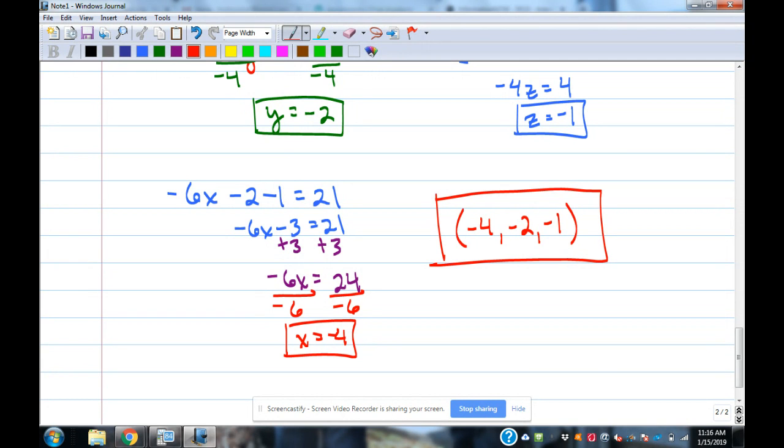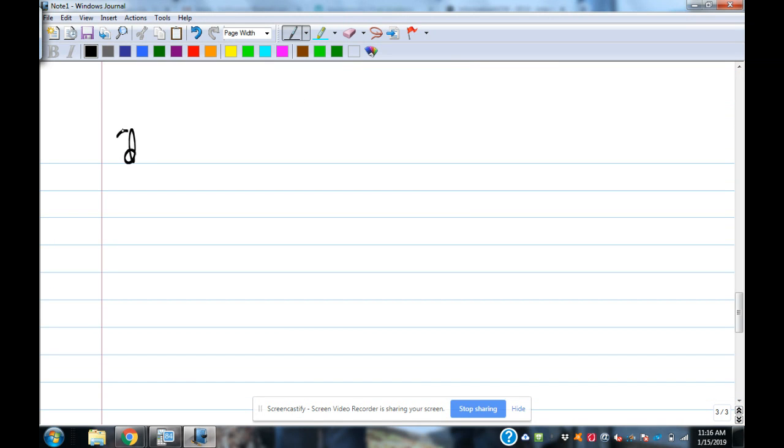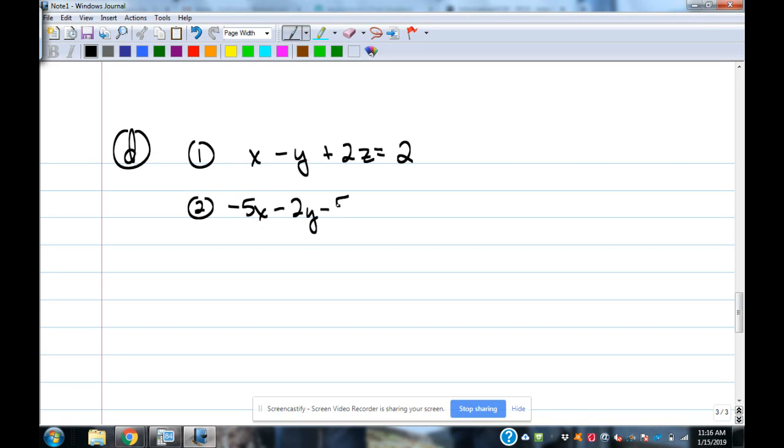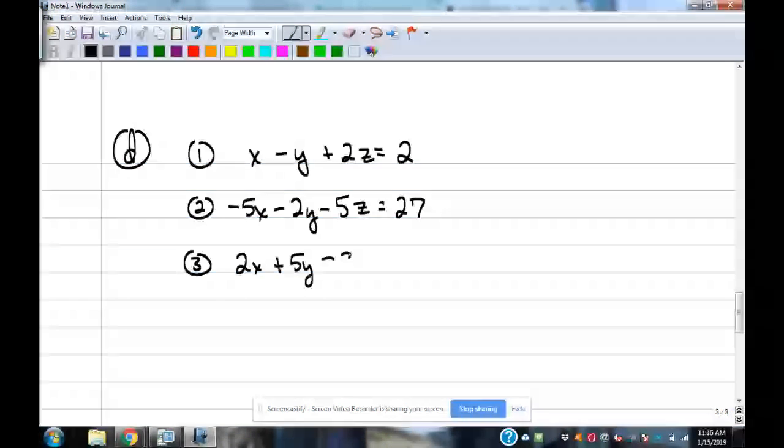Let's look at another one and see what happens here. So the first equation is x minus y plus 2z is equal to 2. And then the second equation, -5x minus 2y minus 5z is equal to 27. And then the third equation is 2x plus 5y minus z is equal to -3.